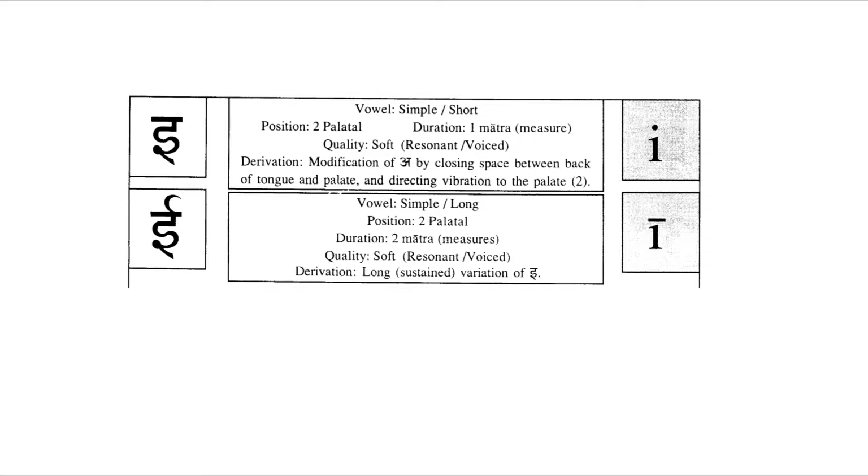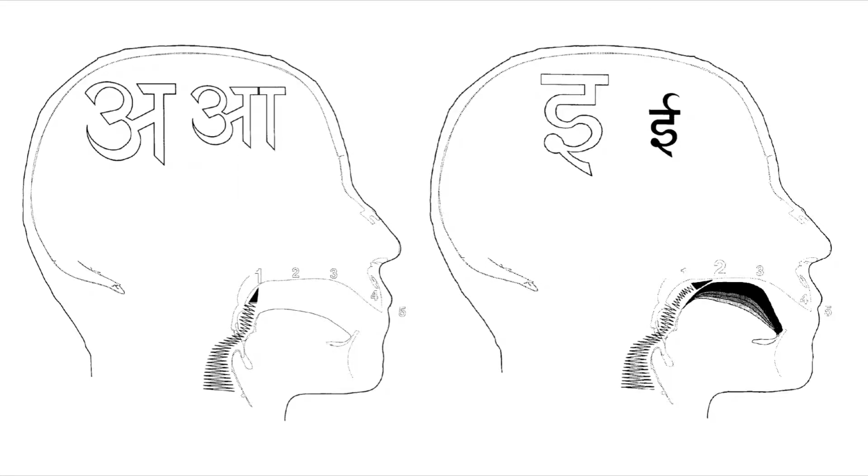Long, 2 matras, E. Compare, E, E, E. Again, position 1, ah. Position 2, E, E, E, E.